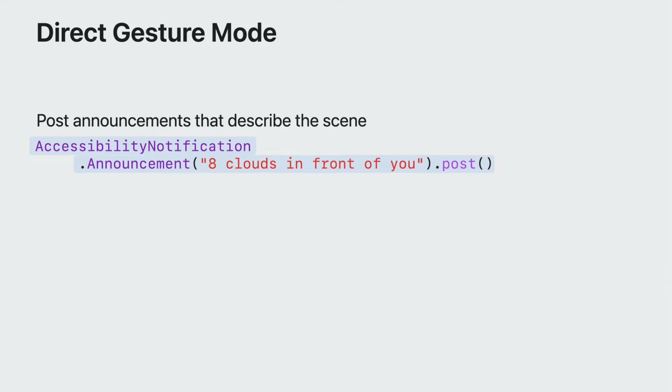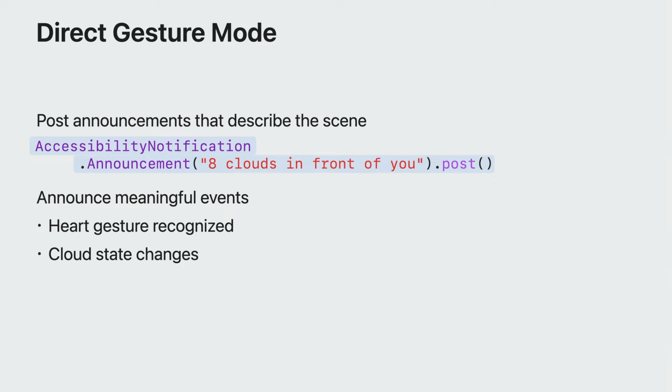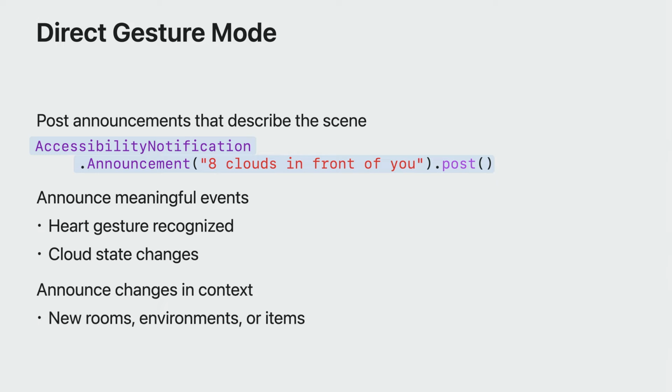In spatial experiences, it's critical to provide information about what items are available and where they are located. So this will be a crucial announcement in our app. Let's also post an announcement anytime a heart gesture is recognized or when a cloud changes from grumpy to happy. Always announce any meaningful event to VoiceOver so that it's clear what is happening and what interactions are being performed. For example, in a fully immersive app, anytime you enter a new room or environment, make sure to announce that change in context to VoiceOver, and describe any new items that are available in the world.